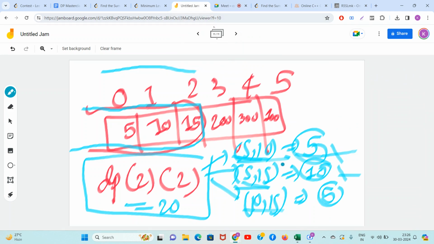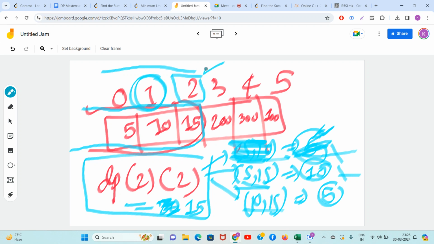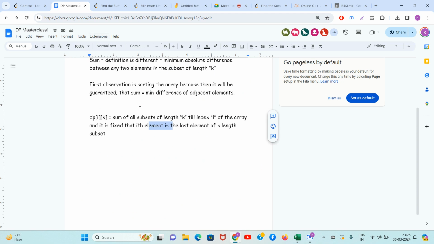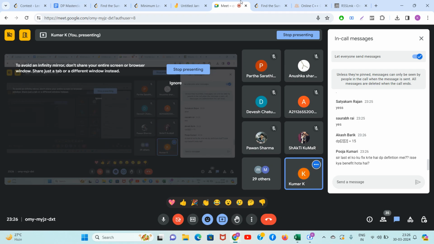So guys, this is the wrong answer. You cannot take 5 comma 10. Why? Because 10 is not the last element. We want the last element to be this element. So answer will be 15. Everyone write dp of 2 comma 2 is equal to 15. You cannot take the pair 5 comma 10, because in 5 comma 10 the last element is at index 1. We want the last element at this index. So understand the meaning of the dp problem. I have solved even 3000 plus rated dp problem on tree dp in code shift just by the definition of dp. So dp i k, sum of all subsets of length k till index i of the array, and it is fixed that the ith element is the last element of the k length subset, right guys?